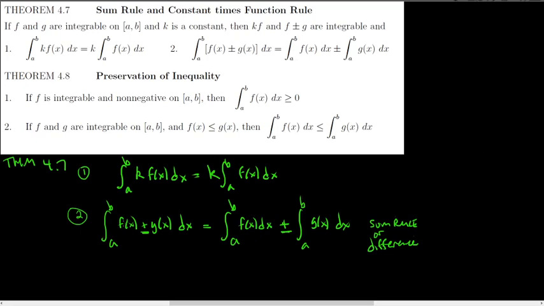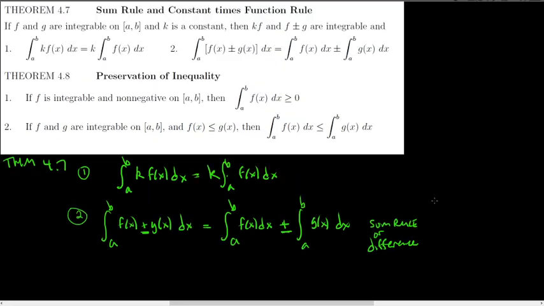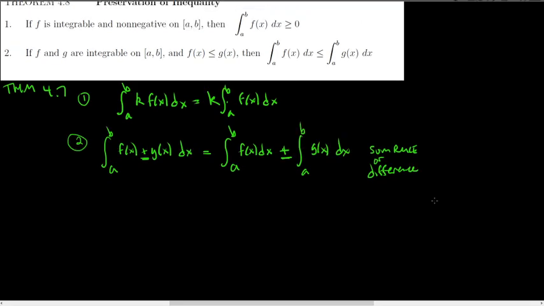Right, so yes, it works for indefinite integrals from 4.1, and it works for definite integrals in 4.2 and 4.3. Before going on, suppose I have the definite integral from a to b of f of x times g of x. We're looking for a product rule.